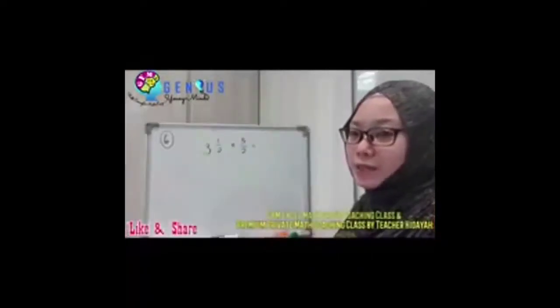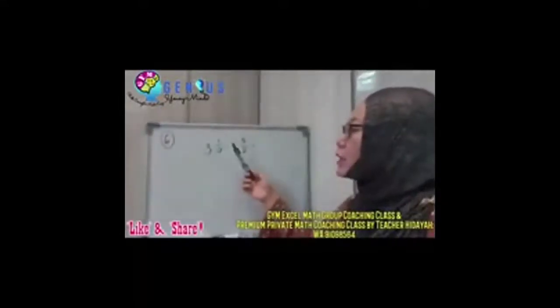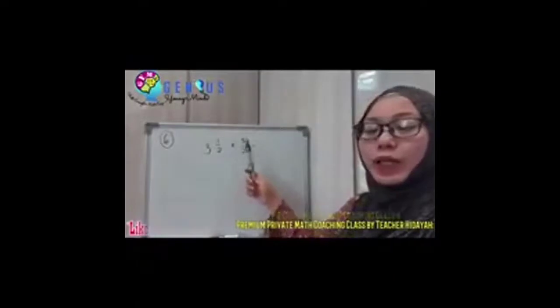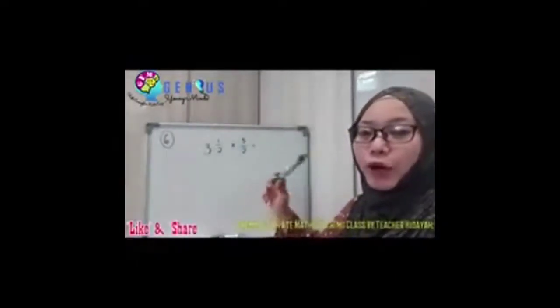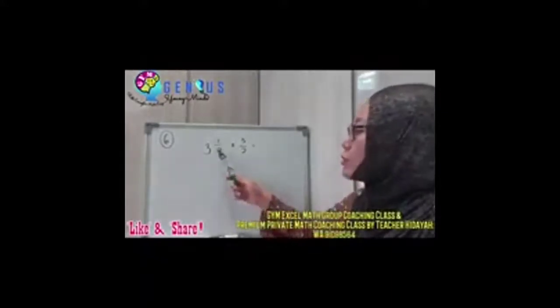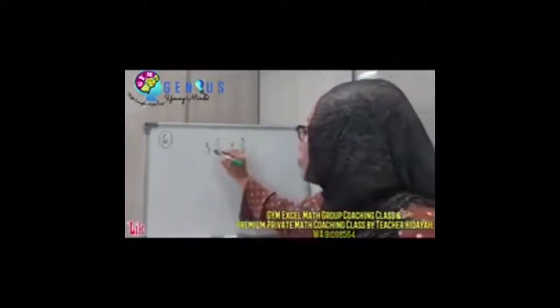Okay, here's tip number 6 for fractions. When you have this kind of fraction where you have a mixed number times an improper fraction, make sure you change the mixed number to be an improper fraction first before applying the multiplication of fraction method. So which means change 3.5 to improper fraction. You take 2 times 3 plus 1. So 2 times 3 is 6, 6 plus 1 is 7. So that is 7 over 2 times 5 over 2.